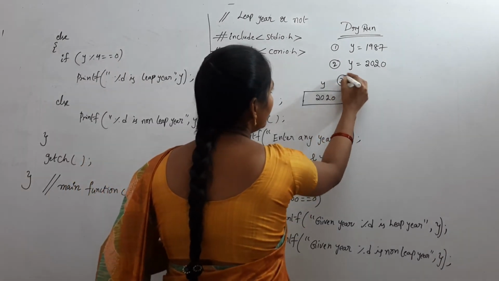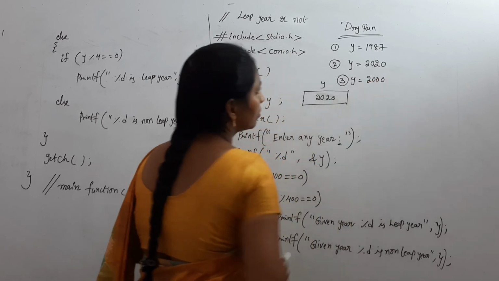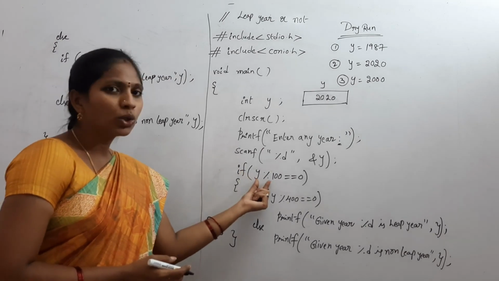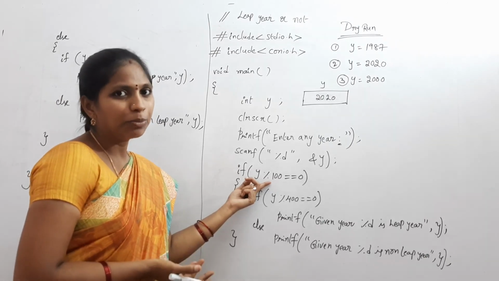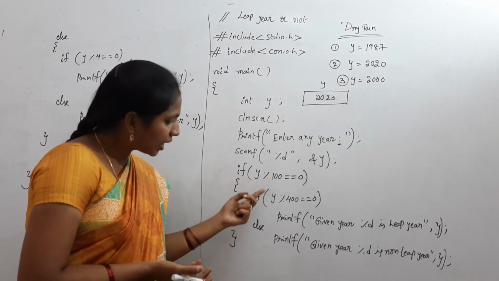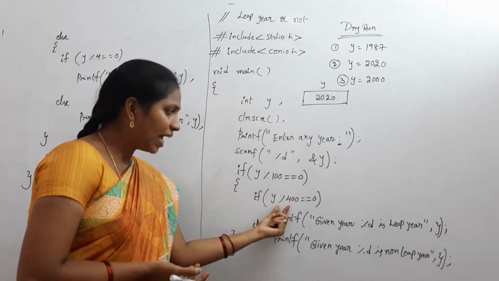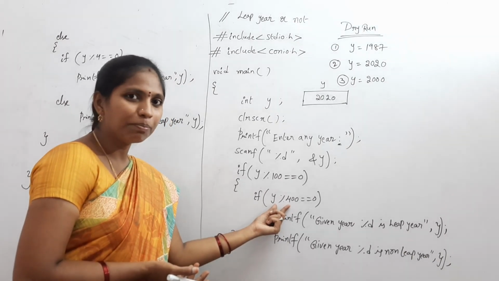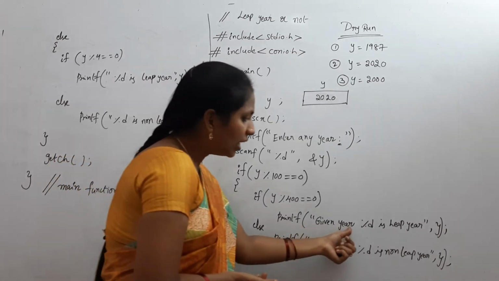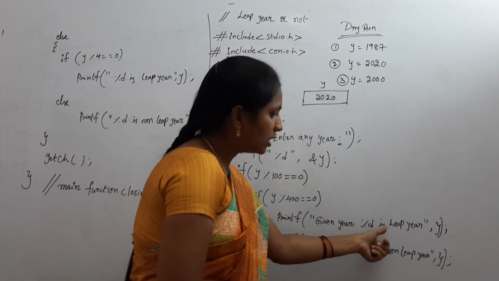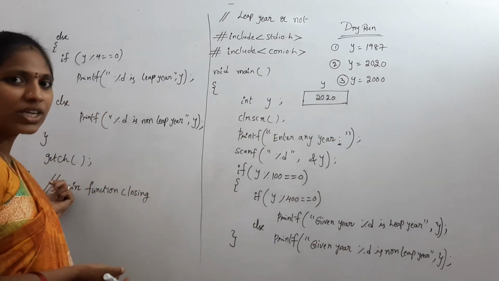Then the third one. y equal to 2000. Now see, if 2000 modulo 100 equal to 0. Yes, of course, 2000 is a multiple of 100. This condition is true, then control comes to here: 2000 modulo 400 equal to 0. Yes, again this condition is also true, since 2000 by 400 remainder is 0. Now this statement will be executed: given year 2000 is a leap year. Then directly control comes to here, getch and closing bracket.